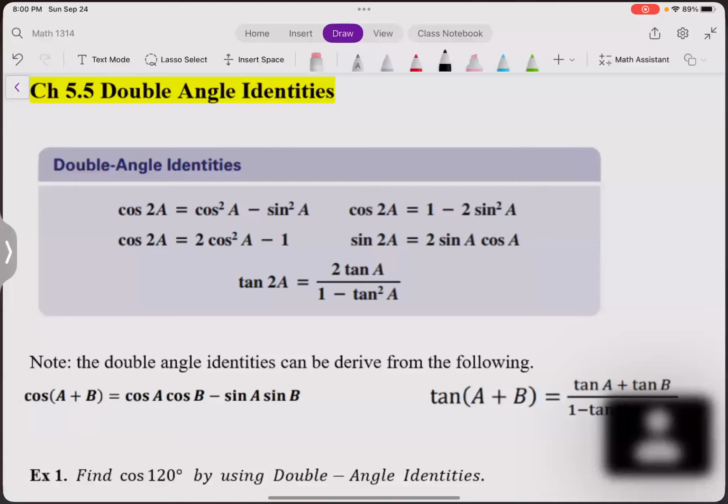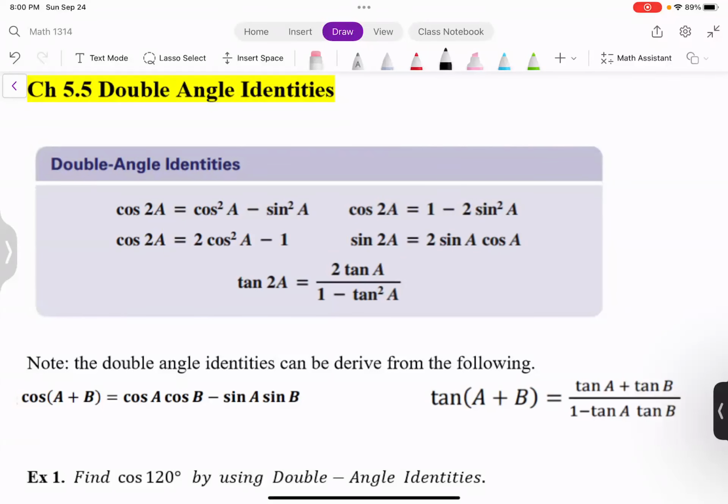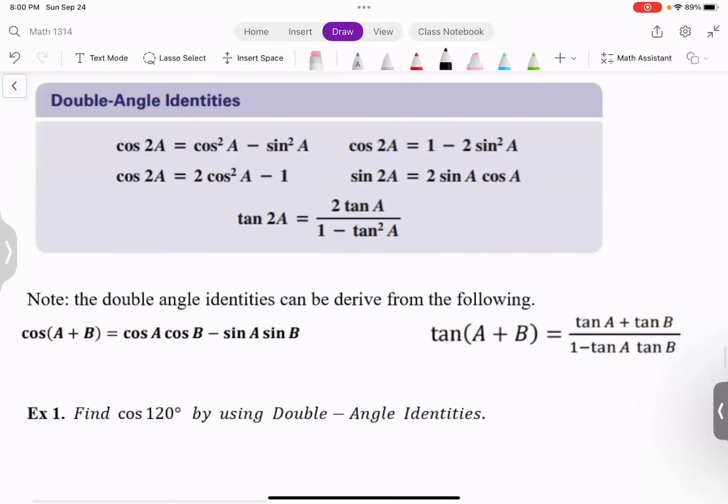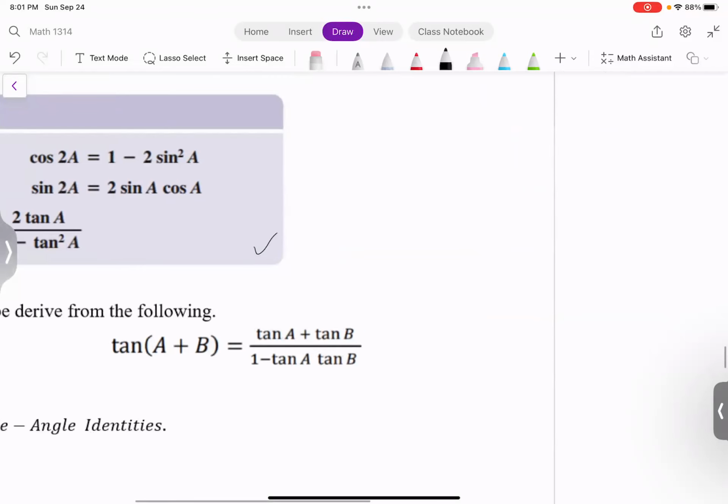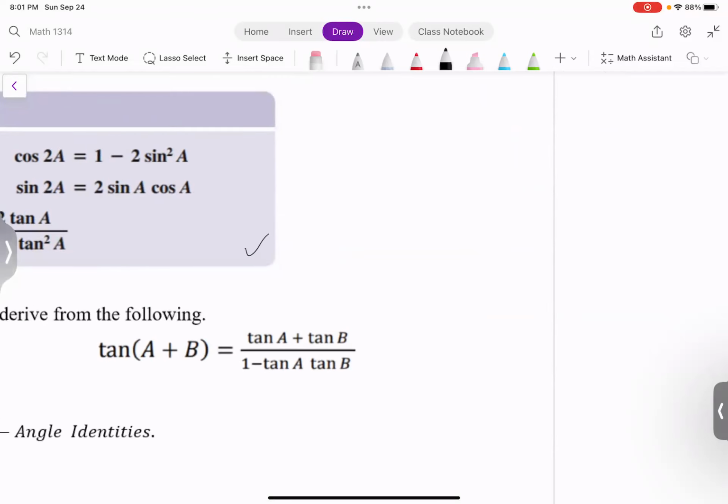In this video we are learning chapter 5.5, double angle identities. The identities are here in the table, so please spend some time to memorize all of these five identities. The double angle identities can be derived from the following. If you do not remember how to find double angle identities, we can find them from this.